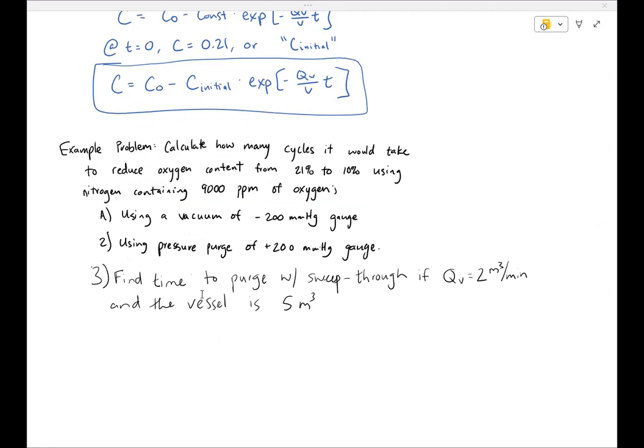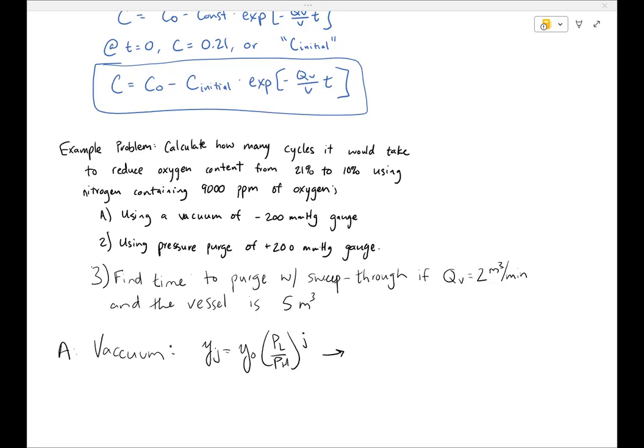And the third situation will be finding the time required to purge the vessel with sweep-through purging if I've got a volumetric flow rate of 2 meters cubed per minute and the vessel is 5 cubic meters. The situations are not completely analogous, by the way. Notice that for pressure and vacuum purge, I need the same variables, whereas with sweep-through purge, I need a different set of variables. So I'll pause the video now, or you should pause the video now and see if you can work out the answers to these on your own.